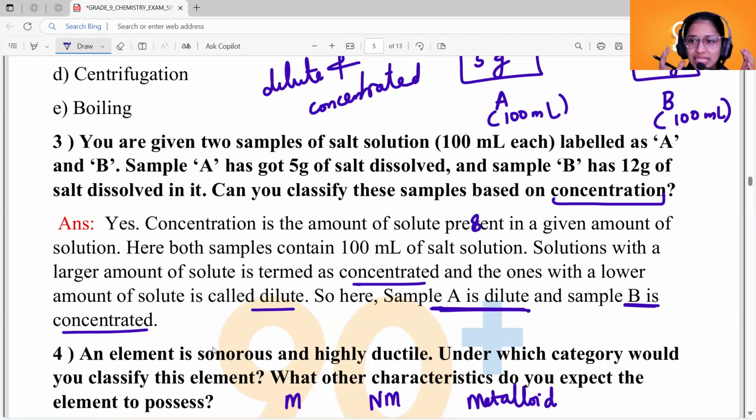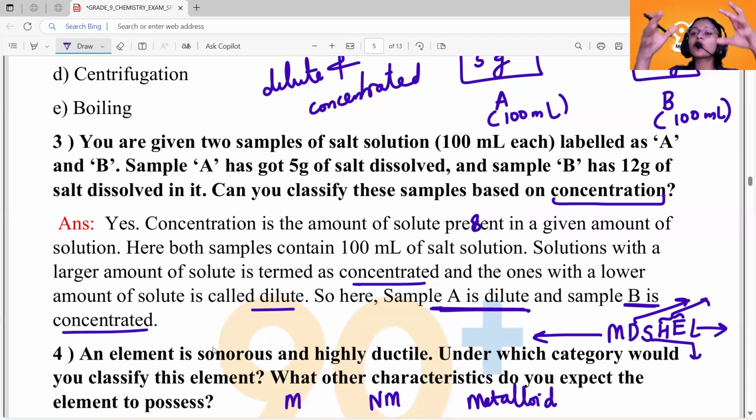Metals, right? We studied that metals have a few inherent properties, and I gave you a mnemonic to remember the properties. What was that? Mud shell. So these are the properties of metals. They are malleable, they are ductile, they are sonorous, they conduct heat and electricity, and they are lustrous. So the element in question is without confusion a metal. So we can put this element under the category of metals.